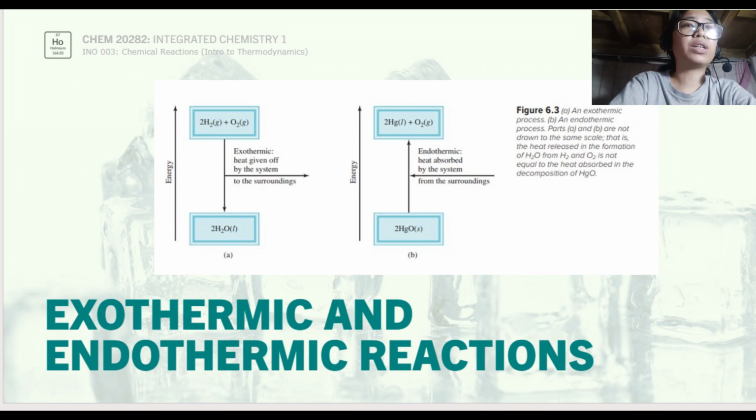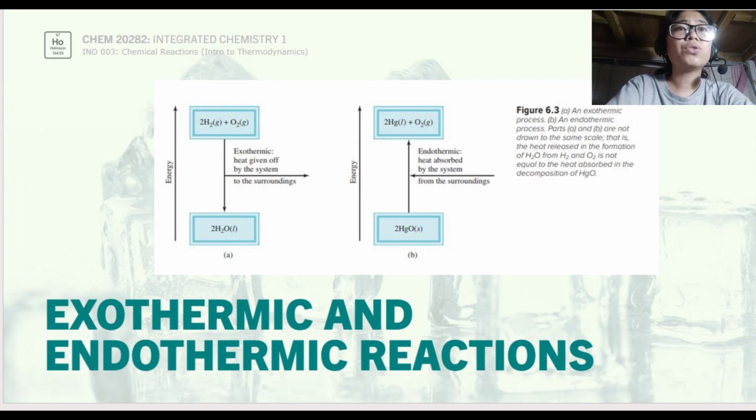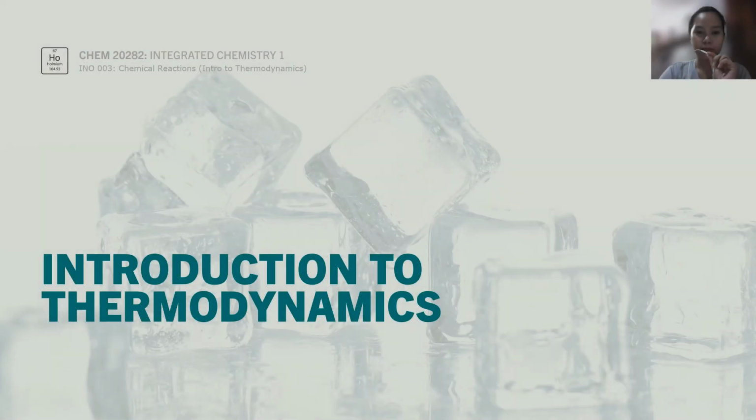Figure 6.3 demonstrates that in exothermic reactions, the total energy of the product is less than the total energy of the reactants due to the heat supplied by the system to the surroundings. Conversely, in endothermic reactions, the difference between the energy of the product and the reactants is equal to the heat supplied to the system.